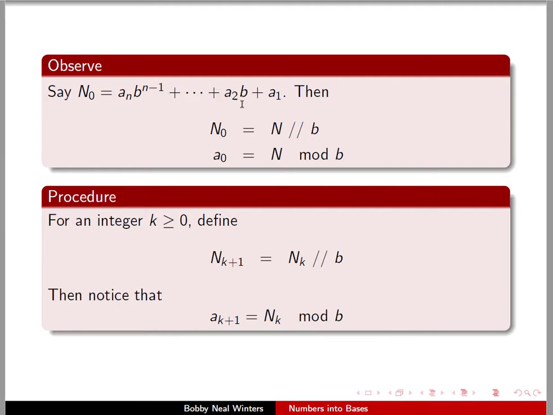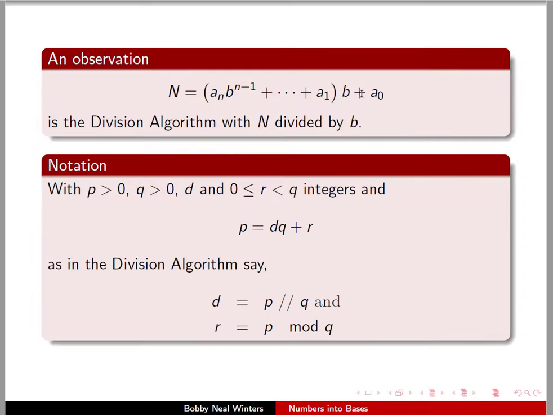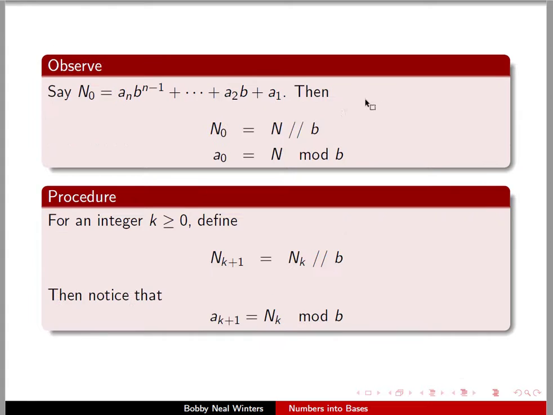So we have our n sub 0 right there, and our n sub 0 is just n integer divided by b. And my a sub 0 right here at the end is n mod b. So this sets up a procedure.